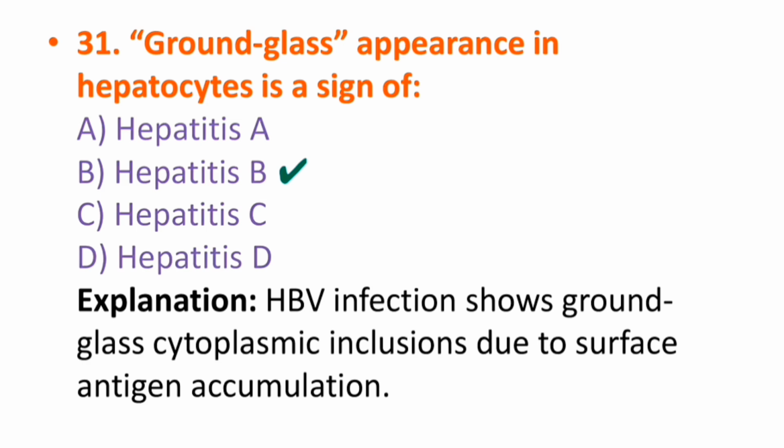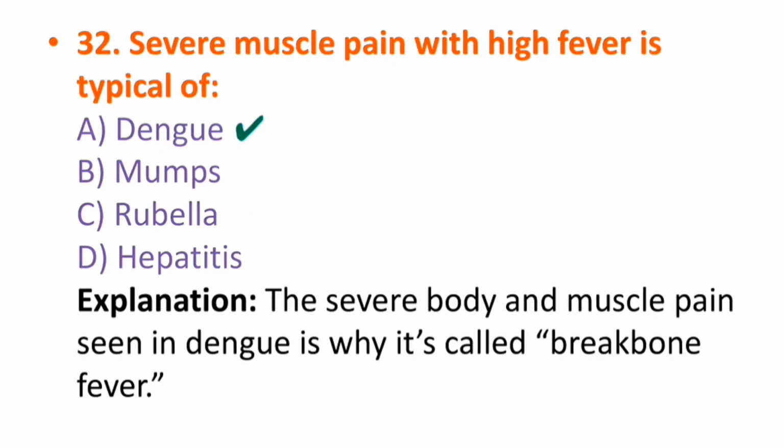Ground glass appearance in hepatocytes is a sign of option A hepatitis A, option B hepatitis B, option C hepatitis C, option D hepatitis D. The correct answer is option B hepatitis B. Hepatitis B infection shows ground glass cytoplasmic inclusions due to surface antigen accumulation.